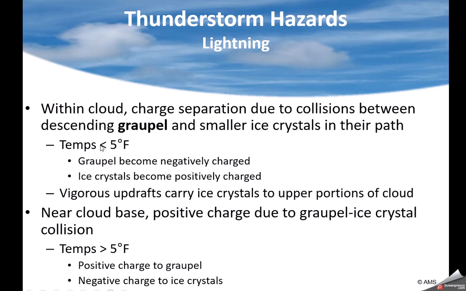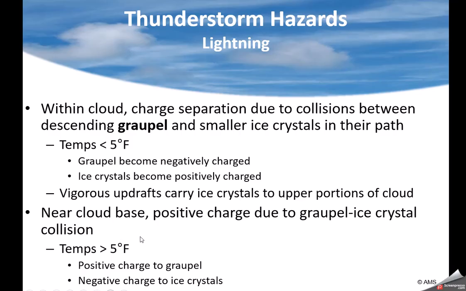Interestingly, the temperature is less than 5 degrees Fahrenheit, very cold. Graupel is negatively charged, and ice crystals are positively charged. Well, we have a separation of charges there, so we know that the negative charge and the positive charge will want to cancel each other out at some point. So ice crystals are going to go up to the top of the cloud where it's coldest anyways. They're going to stay positively charged.